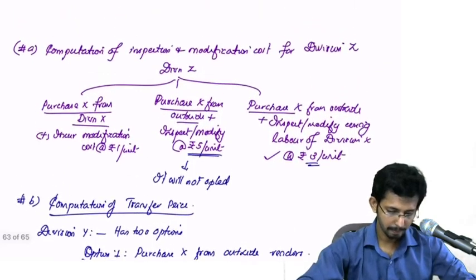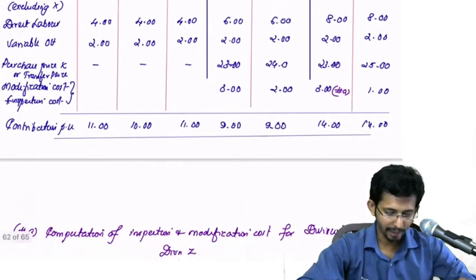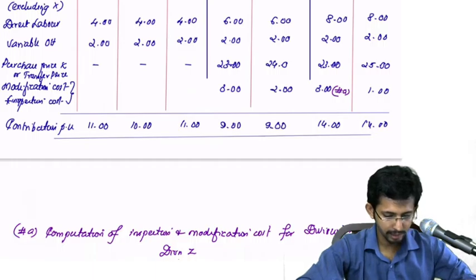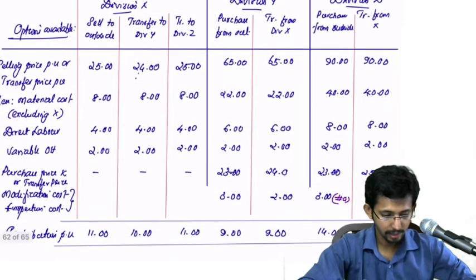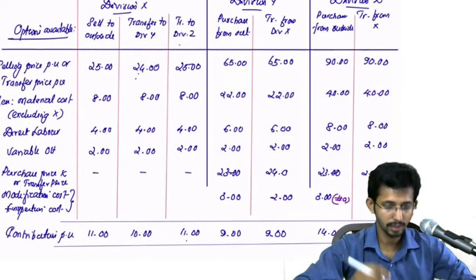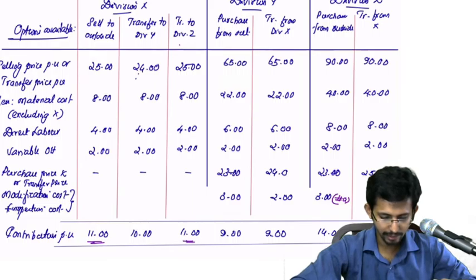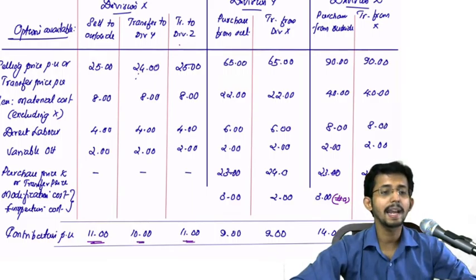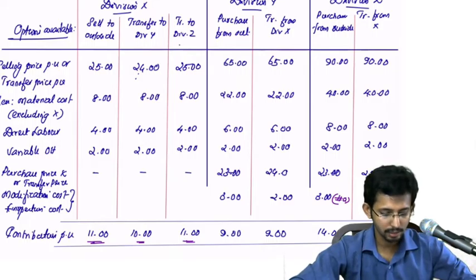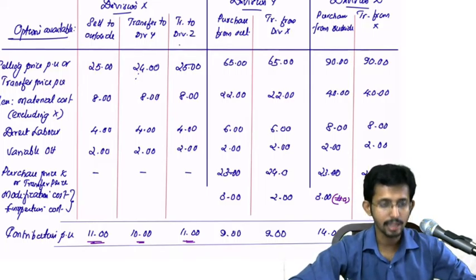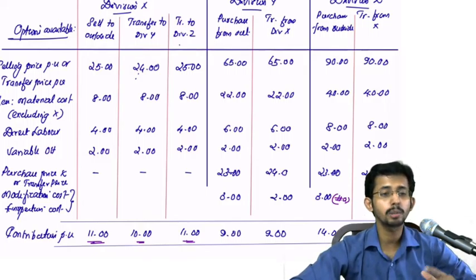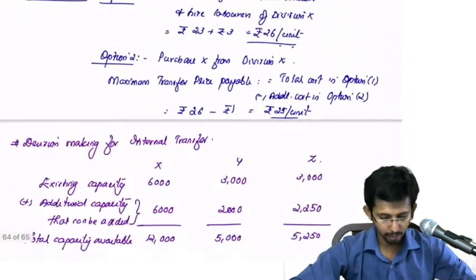Okay, now what you have to do? If you see the contribution per unit for product X, the contribution per unit is highest in the case of selling outside, as well as product transfer to division Z. Okay, here it is 11, and here is 11, and here it is 10. So from the division X perspective, it can either sell the goods to outside, or it can sell it to division Z at 11, yielding a contribution of 11. And after that only they will think of transferring the component X to division Y because it yields a contribution of rupees 10 only.